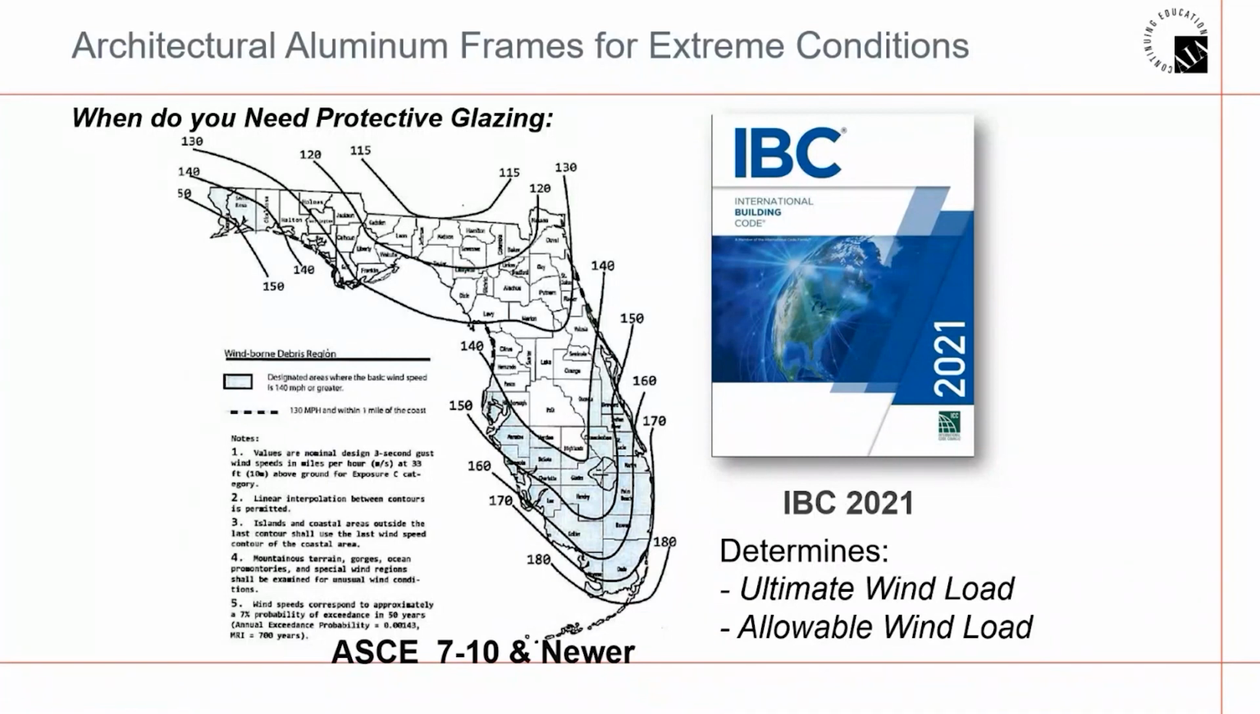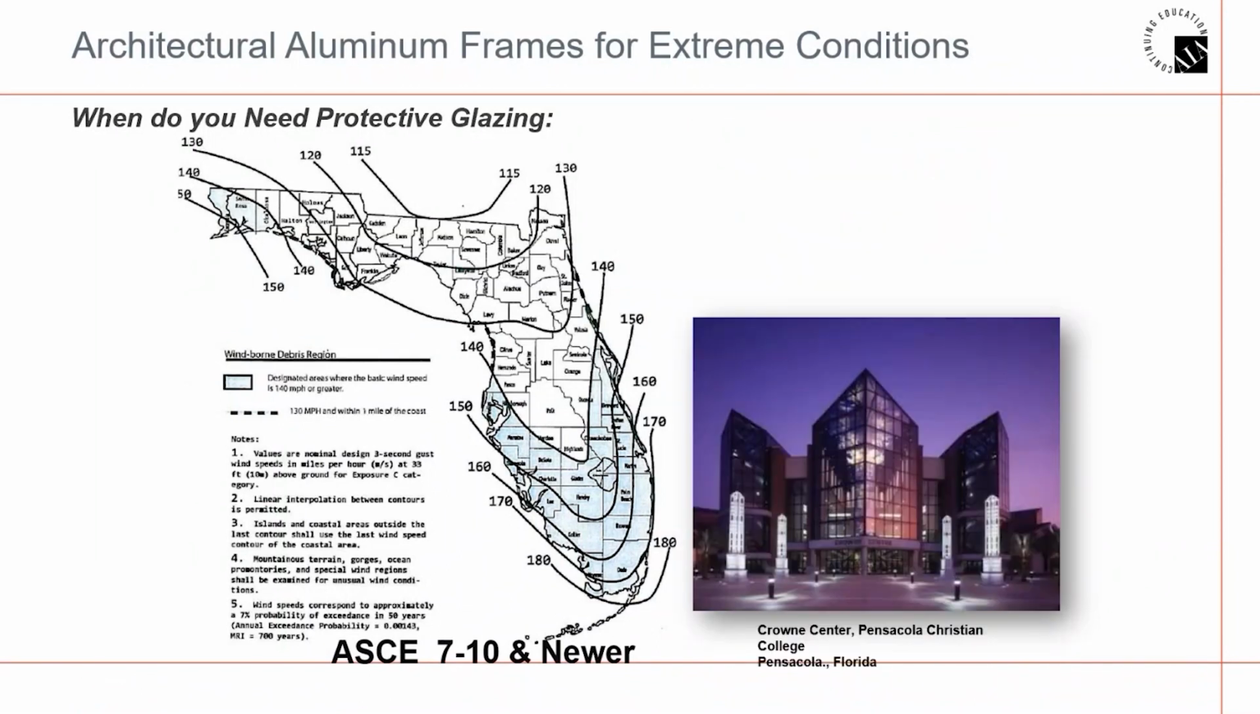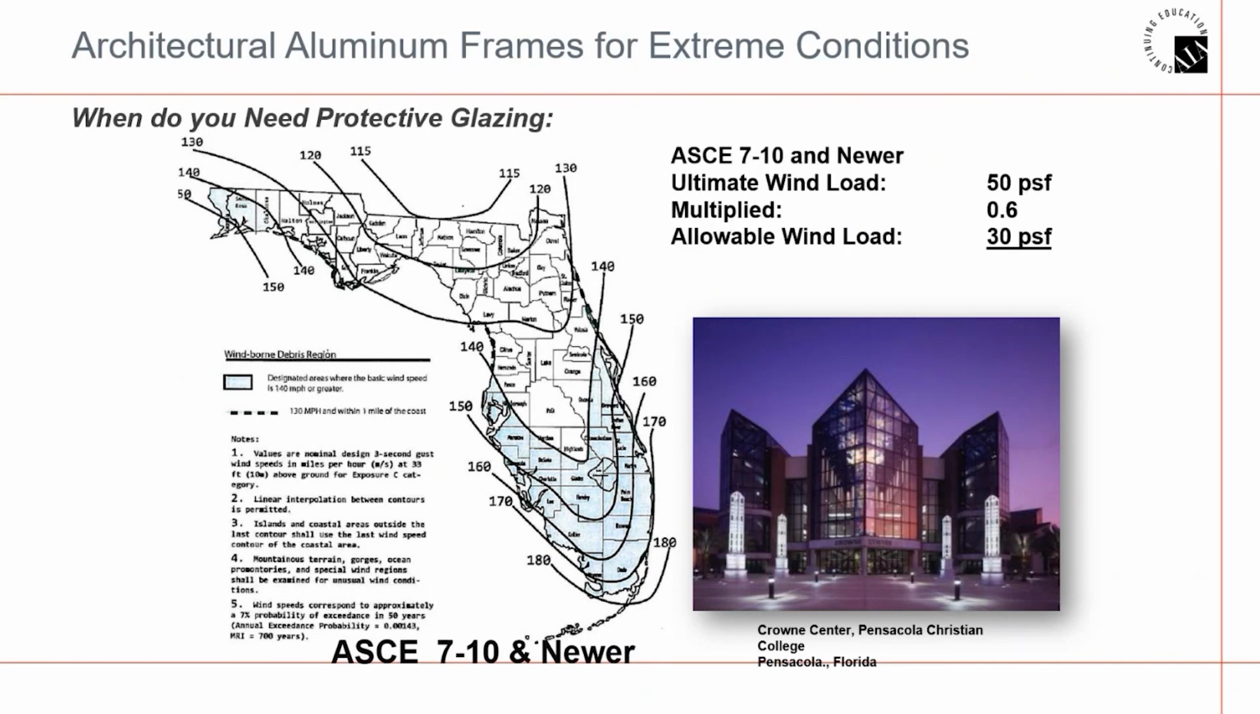The code does allow some components of a building envelope to convert from the ultimate wind load to the allowable stress loads by multiplying the ultimate wind load by 0.6. ASCE 7 allows for factoring the ultimate wind load to the allowable stress design wind load by multiplying by 0.6. Here's an example of this. The ultimate wind load is calculated at 50 psf. This can be multiplied by 0.6 to determine the equivalent allowable design load of 30 psf.